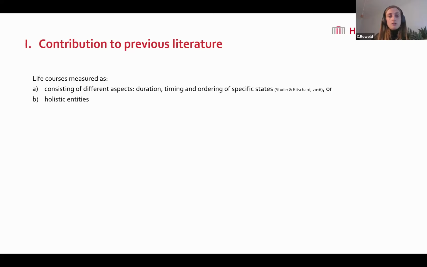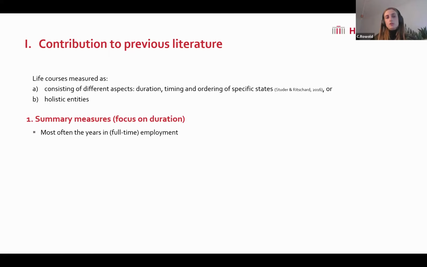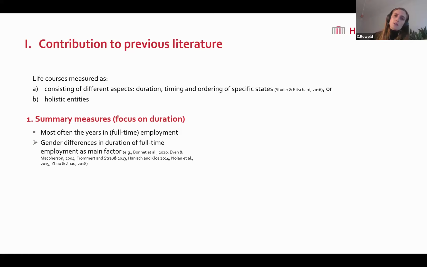Basically, the literature on the gender pension gap can be divided across these two measures. The first one focuses on this first perspective, and this is also the most common perspective on studying gender pension gaps, mostly focusing on the duration of states. And here, most often on the years, so the duration of employment or full-time employment, which is super straightforward. It's also not a surprise that most studies find that gender differences in the duration of full-time employment are the main factor for gender pension gaps.